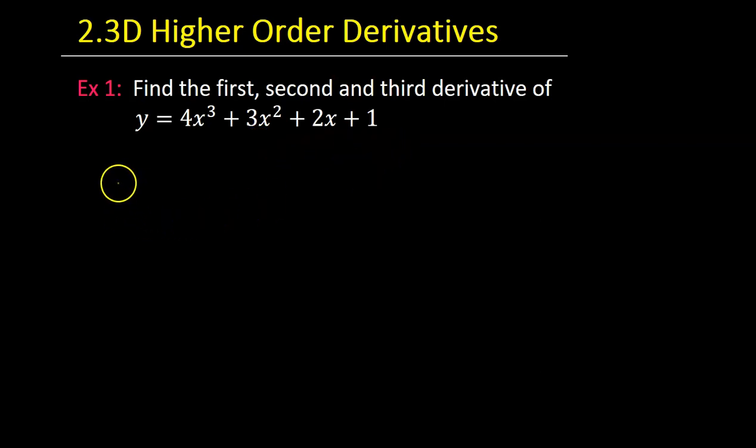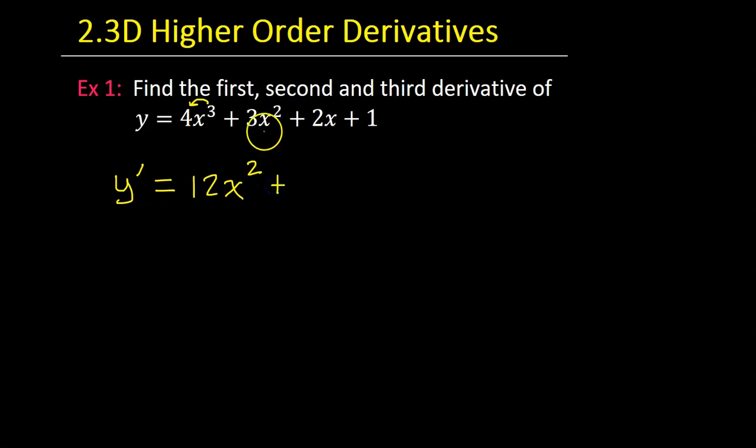Now, the first derivative is just the good old-fashioned derivative that we've been learning about for the past few videos. So we're just going to take the derivative of each term one at a time. For the first term, we'll use the power rule and bring the 3 out front to multiply by the 4, so that'll make 12. And we reduce the power by 1, so we've got 12x squared.